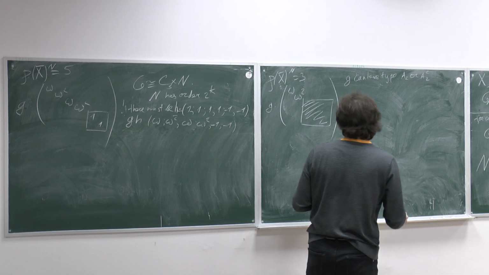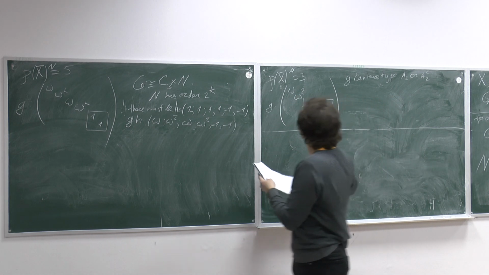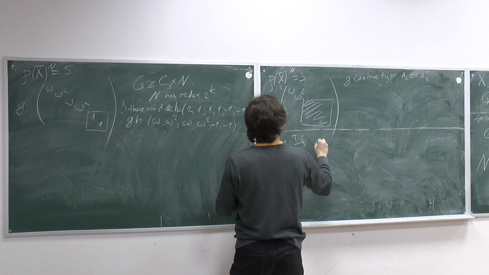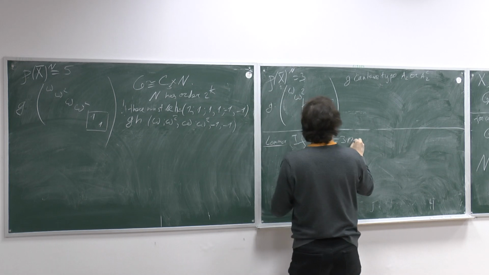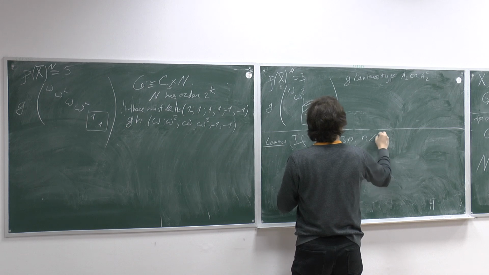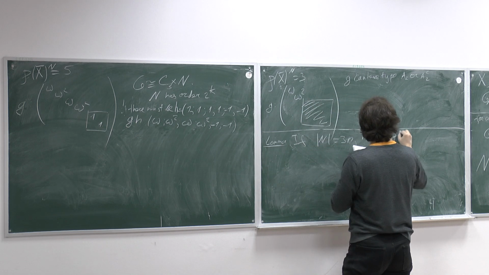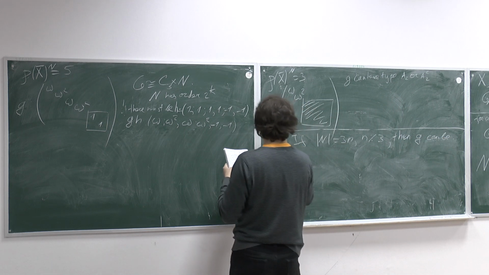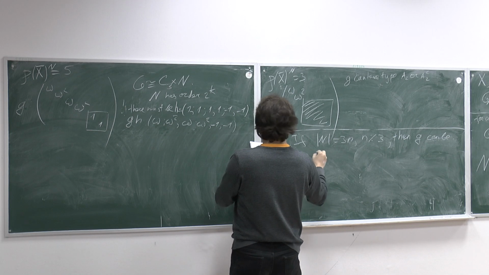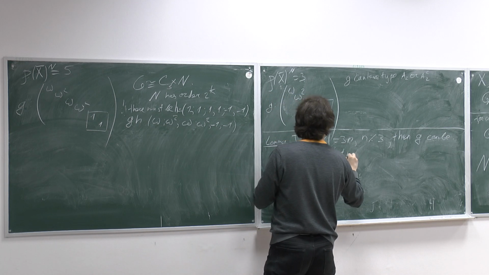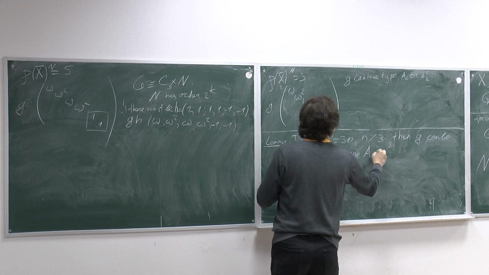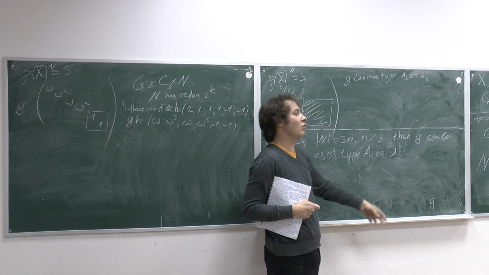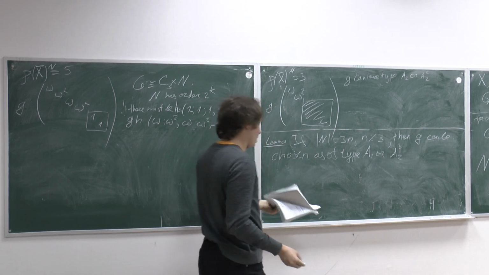We have a lemma. The following lemma is about the order of N. If the order of N is equal to 3n, but n is not divisible by 3, then G can be chosen as of type A2 or type A2 in the cube. So either we have a bad element in this situation, or we have our group as a direct product. How to prove this lemma?